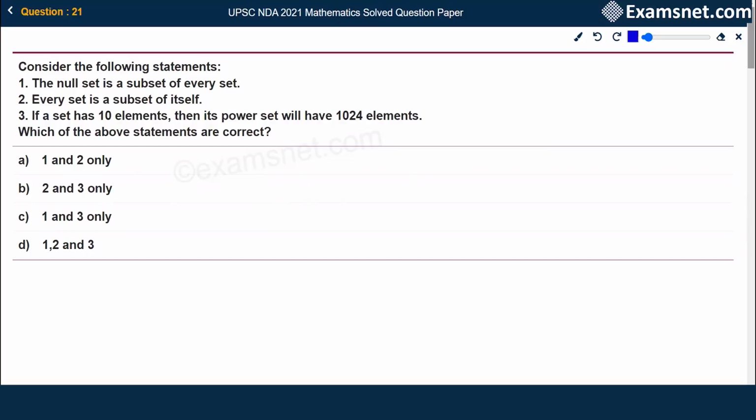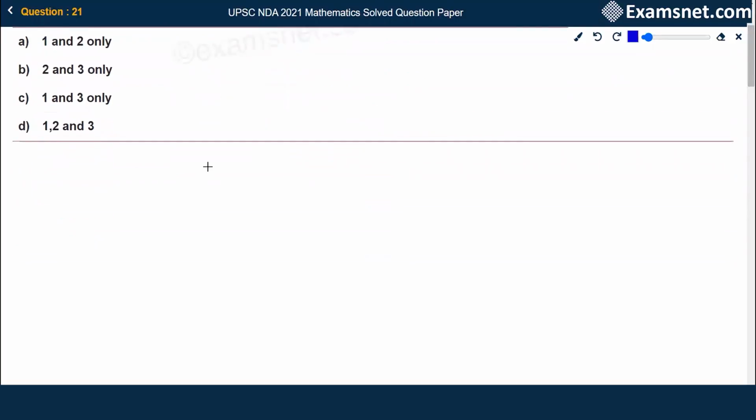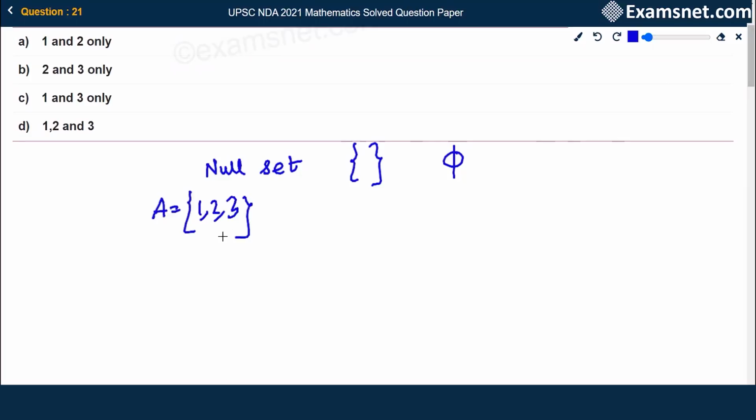Now look here. First, let's talk about the null set. Correct? Now the null set looks like this, with no elements inside it. It is represented using this sign phi. So first we have to discuss that the null set is a subset of every set. Let us consider a set A that contains 1, 2, 3, the first three natural numbers. Now think about it. There is a very funny way to understand this concept. Look, the null set contains nothing, correct?